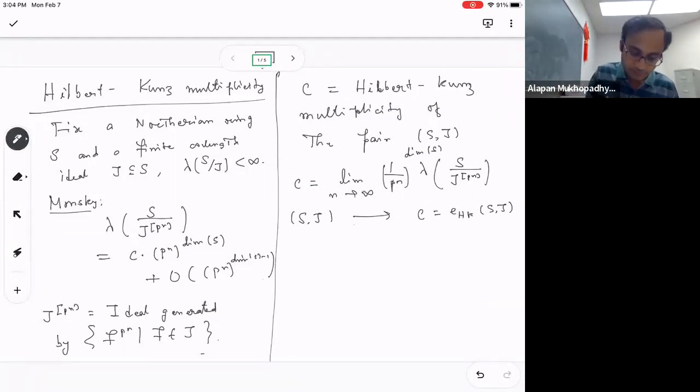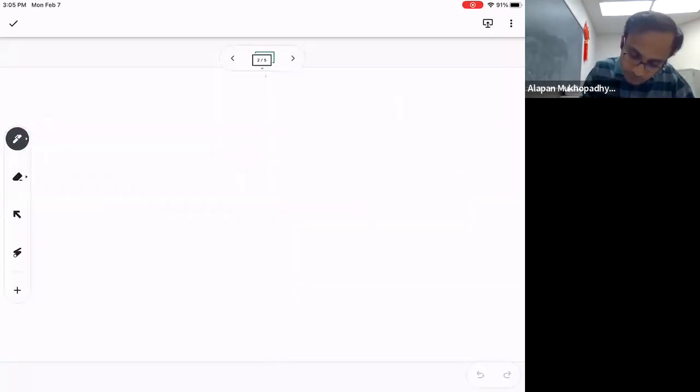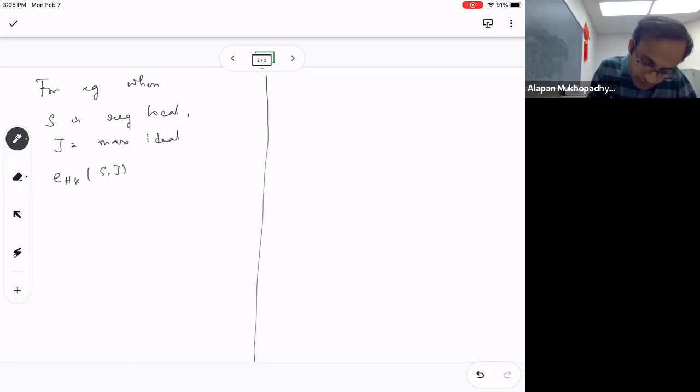So this e_HK of S comma J detects singularities of the pair S comma J. What do I mean by that? For example, when S is regular local and my ideal J is the maximal ideal, then the Hilbert-Kunz multiplicity of S comma J is 1.